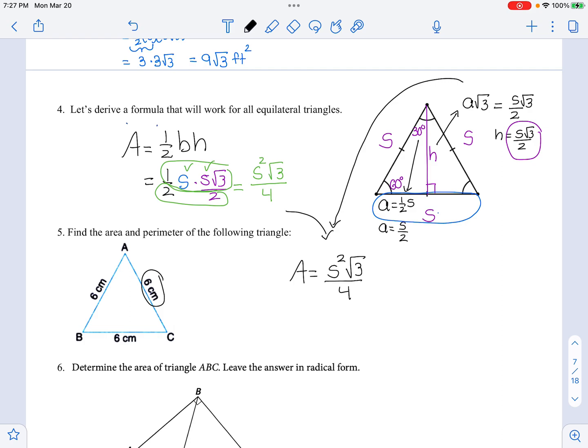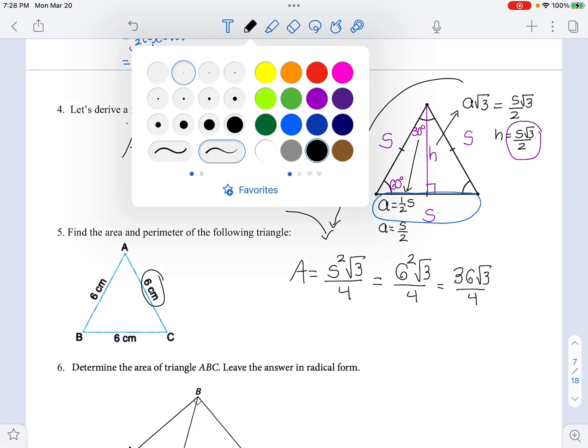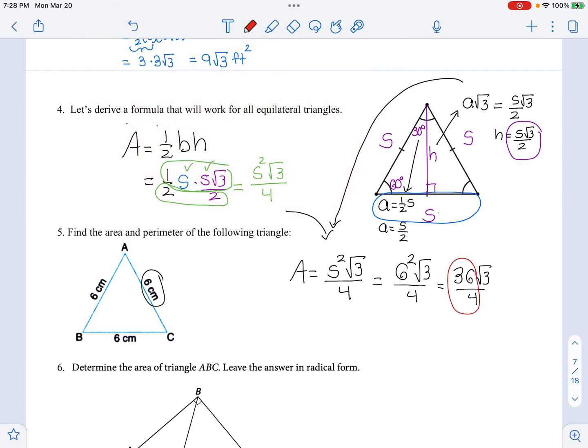I don't have to worry about finding the height. I'm going to use my new formula. My new formula says plug in that 6 for the side, so 6 squared times root 3 divided by 4. 6 squared is 36 times root 3 divided by 4. And if I divide 36 by 4, I end up getting 9 root 3. And my units this time are centimeters, which leaves me with centimeters squared.